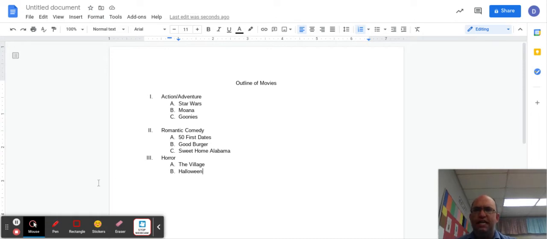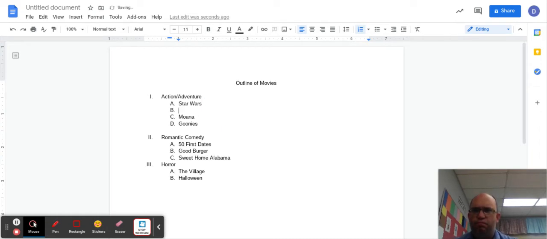Now, we want to take this to a third level. Your first level is your Roman numerals. Your second level is your capital letters. Your third level is going to be numbers. Okay, so let's see numbers here. Those are actually called Arabic numerals. There, it did it for me again. You see it indents a little bit further out each time we indent there.